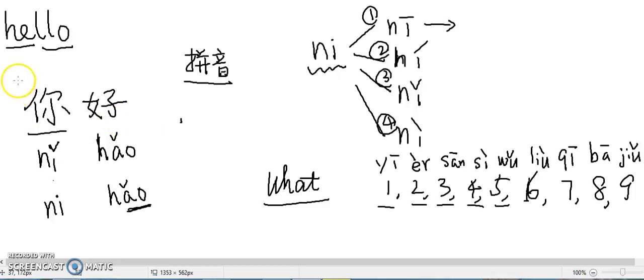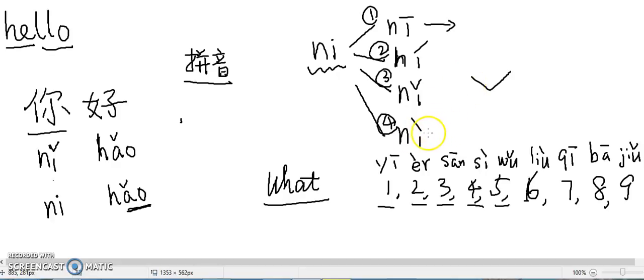So in this video, we learned something about Chinese pronunciation: the four tones. The first tone is straight, horizontal. The tone stays at the same level. The second tone is ni, sort of like what. And the third tone is ni. This is a difficult one. It goes down and goes up. So it's ni.